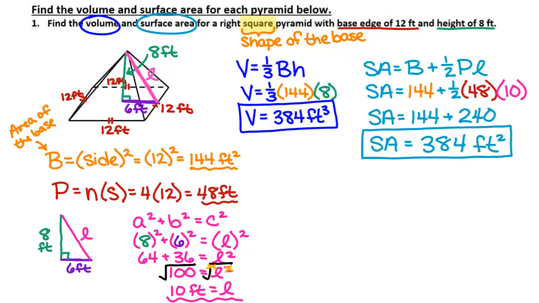Okay, so let's start here. That's not your slant height. That's a lateral edge. The slant height runs down the face of the triangle, not along the edge there. Let me go get an actual model to show you.